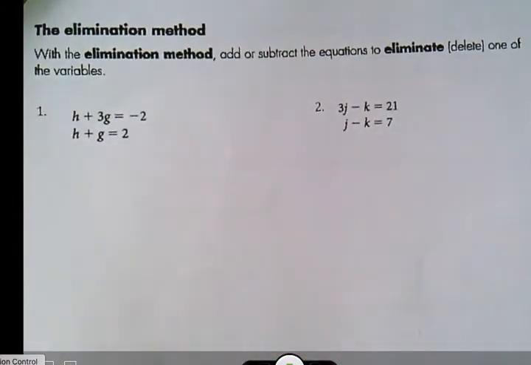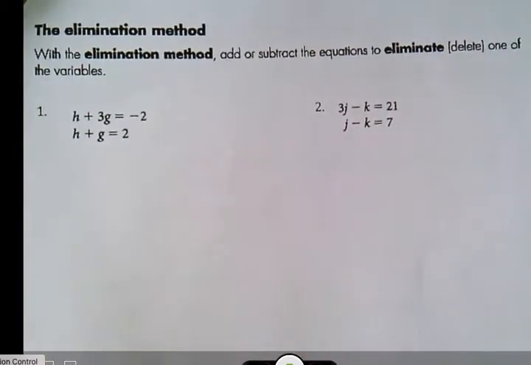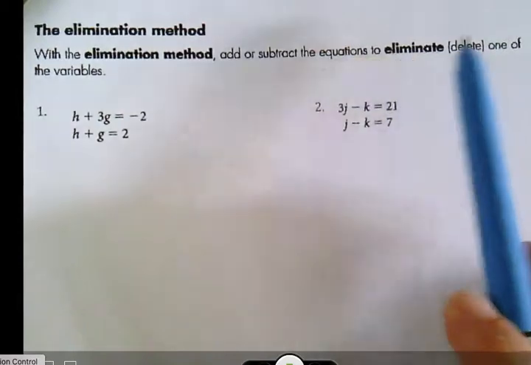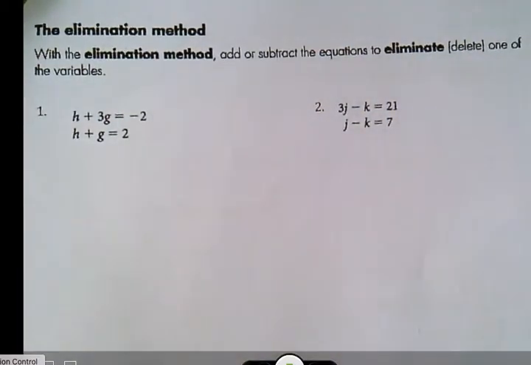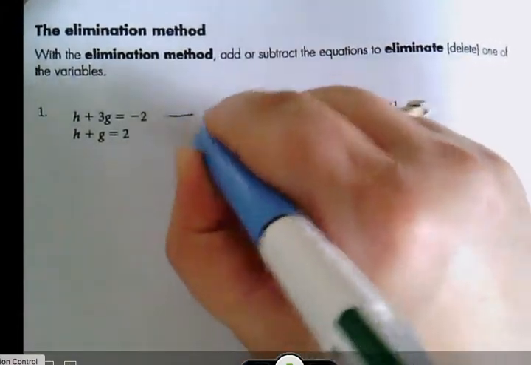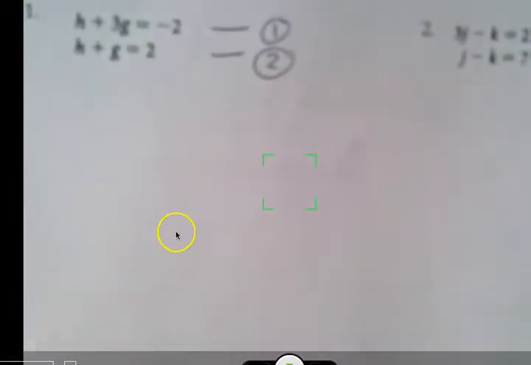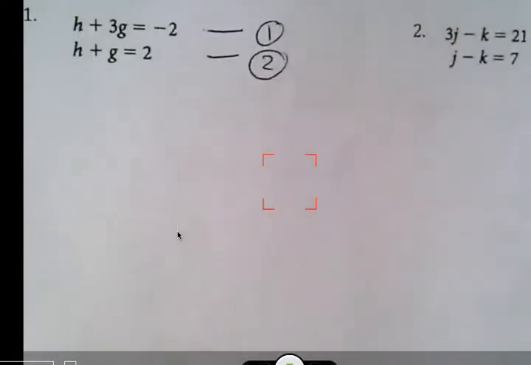So this second method is called the elimination method. Using this method, we either add the two equations together or we subtract the two equations from each other. And by doing that, we will eliminate, or delete, or get rid of one of the variables. Now, you have your two equations. I'll call this equation 1 and I'll call this equation 2. Can you see anything identical in equations 1 and 2? Is there anything identical? Great.